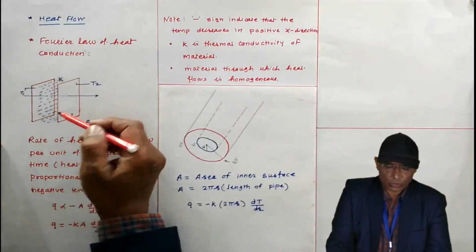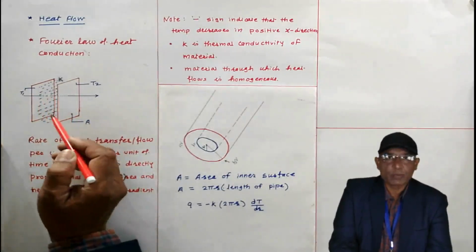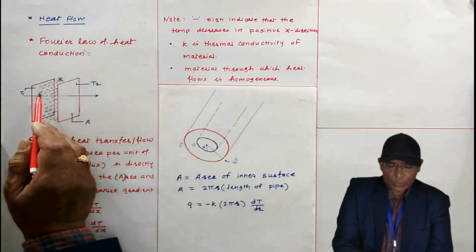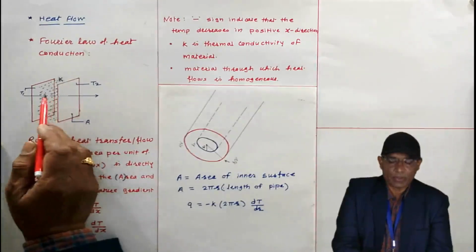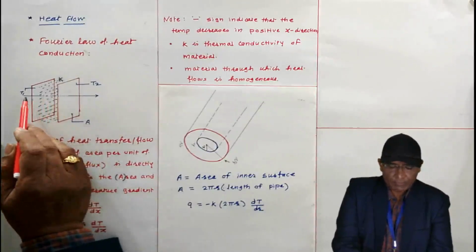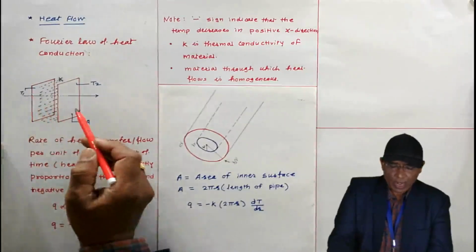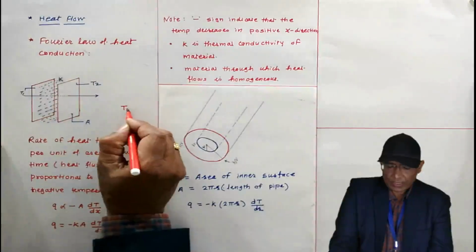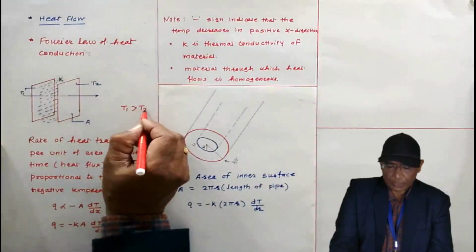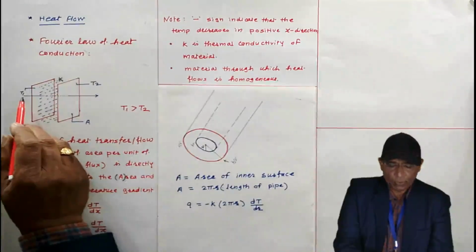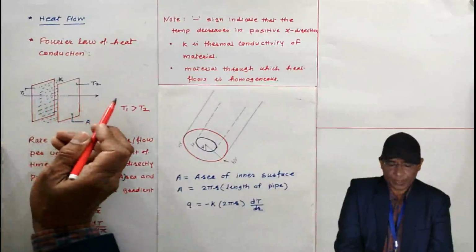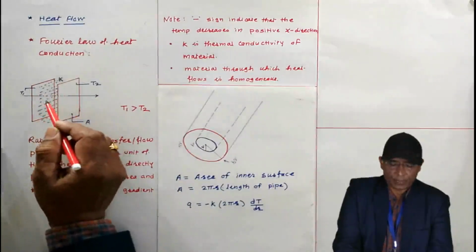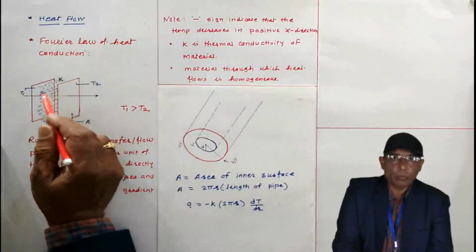Here we have a box with 6 faces. 4 faces are insulated, and these 2 opposite faces are not insulated. T1 is the temperature at this face and T2 is the temperature at this face. T1 is greater than T2, and the heat flows in this way, from T1 to T2. K is the thermal conductivity of the material. That is fixed, and this material is homogeneous.